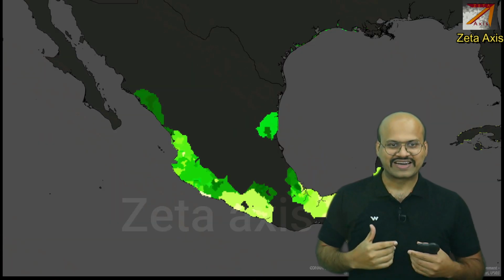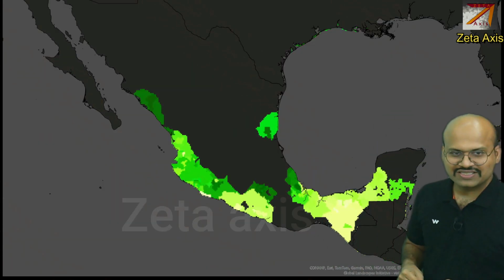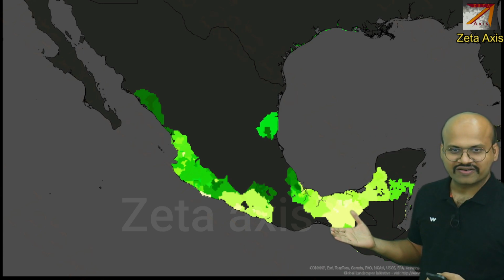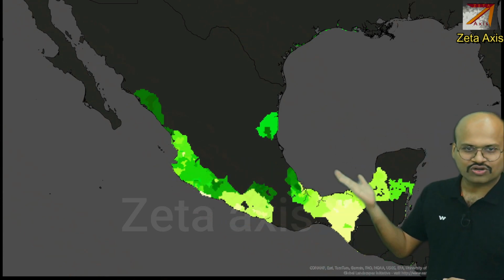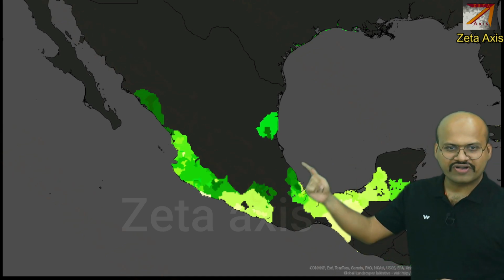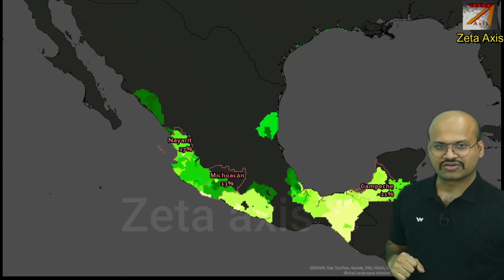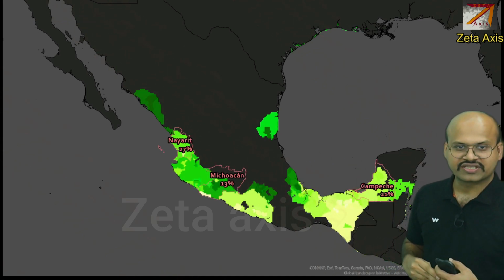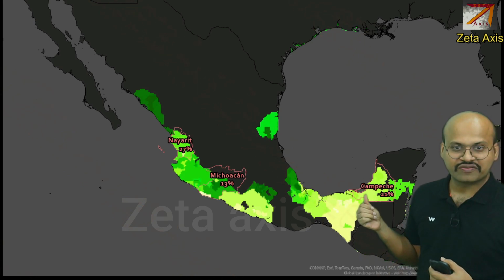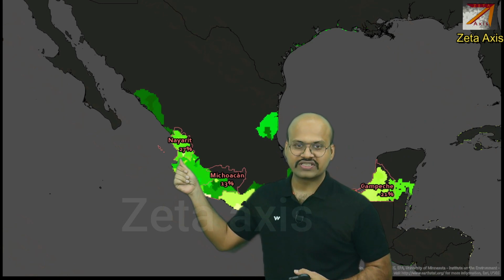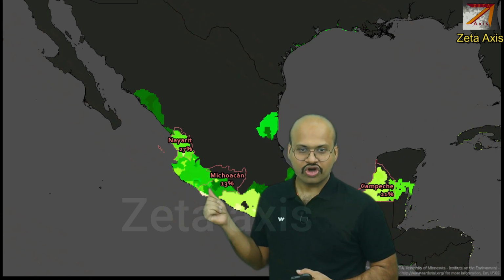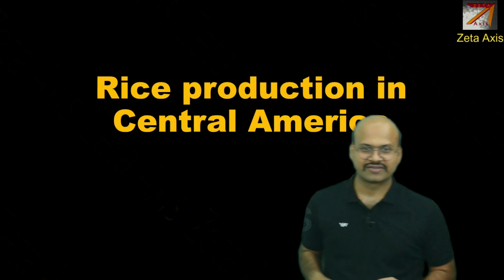Now let's see rice production in Mexico, where we can see that the production of rice is confined to the western coast of Mexico as well as to the eastern coast, and specifically in the Bay of Campeche region of the Gulf of Mexico. The major states which produce rice are Campeche, which has 21% share. We have Nayarit at 27%, and then we have Michoacán at 13%.